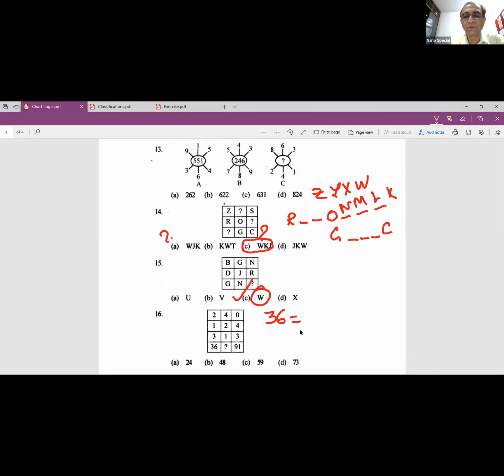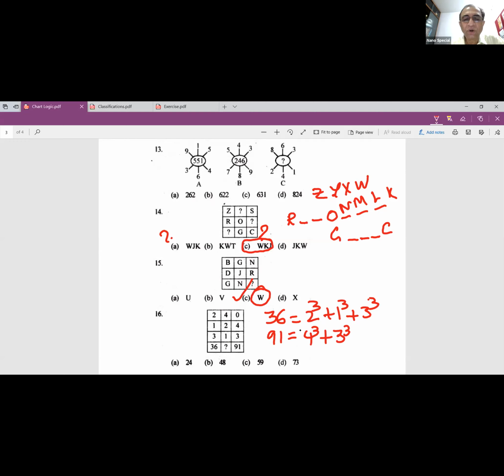36 is equal to 2 cube plus 1 cube plus 3 cube. 3 cube is 27, 27 plus 1 is 28, 28 plus 8 is 36. Same case, 91: if you see, it is 0 cube, which is anyway 0, plus 4 cube plus 3 cube. So 64 plus 27 is equal to 91.